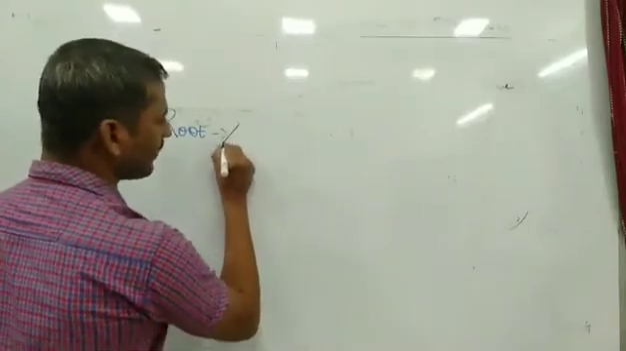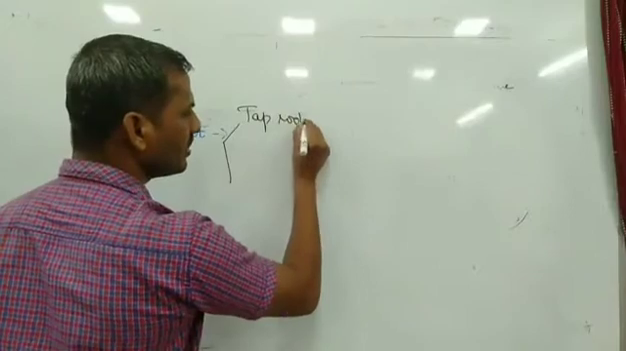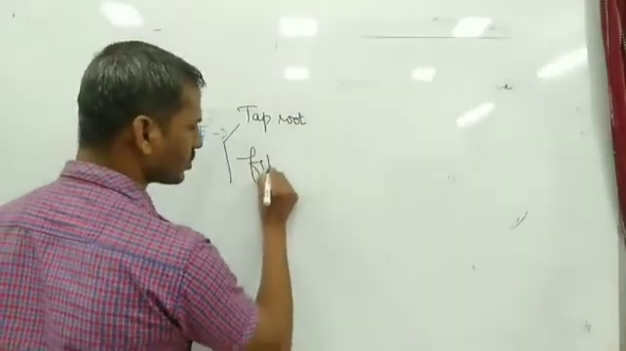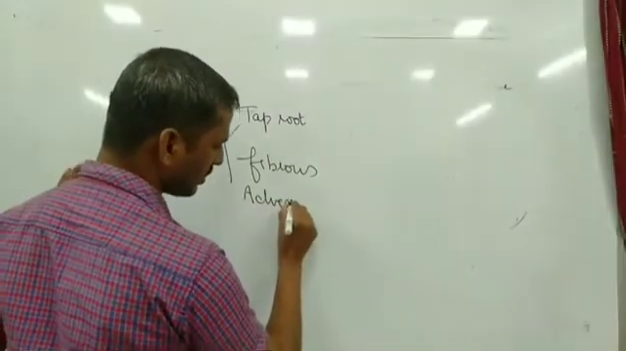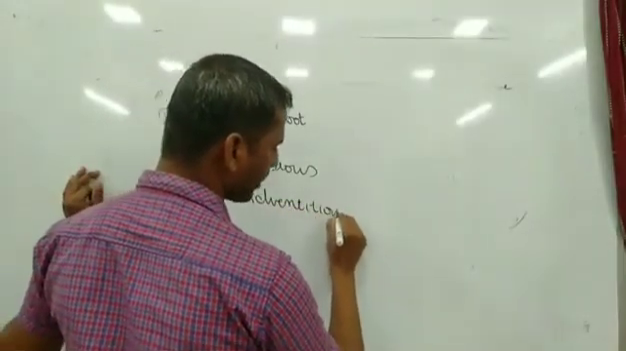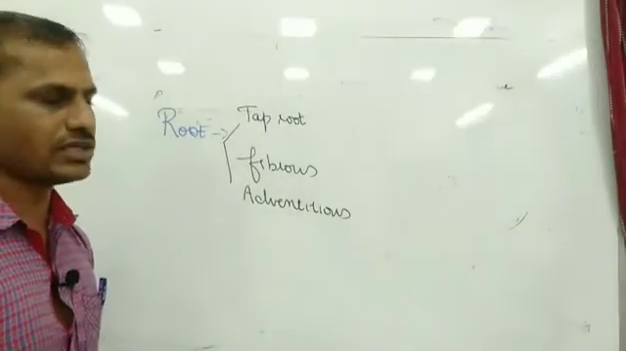And the root is divided into three categories. One is tap root, another one is fibrous root, another one is adventitious root. The root is further divided into three categories: tap root, fibrous root, adventitious root.